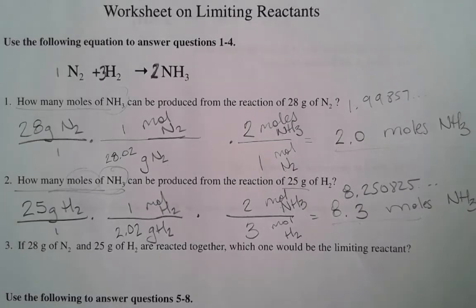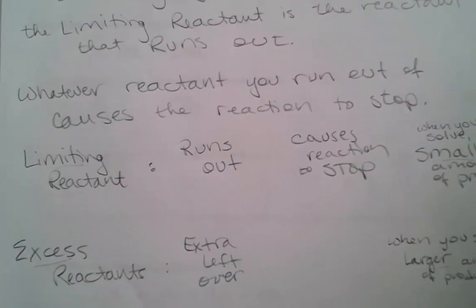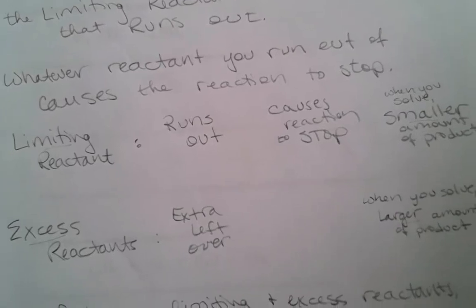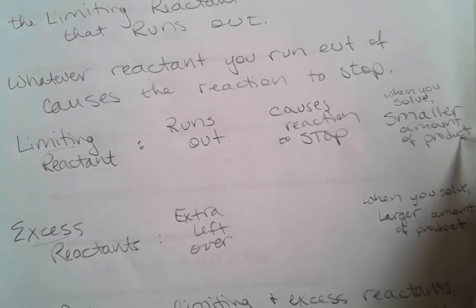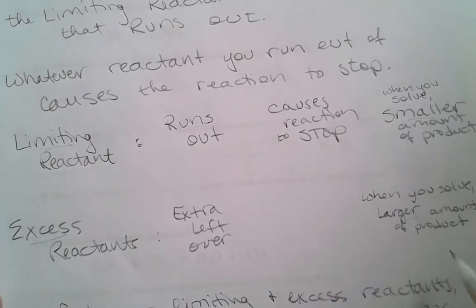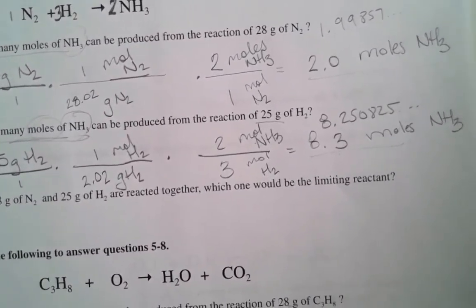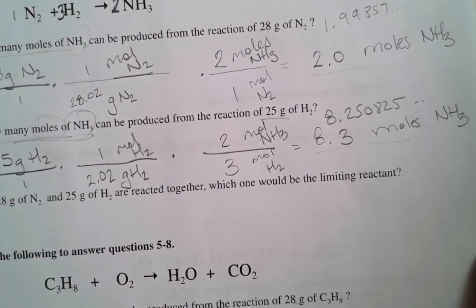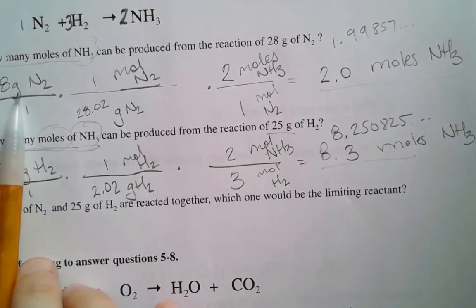So your limiting reactant runs out first, causes the reaction to stop. When you calculate it, it calculates to the smaller amount of product, whereas your excess reactant, there's extra left over. When you solve it out, that solves for the larger amount of product. Just did a whole bunch of math, compared the same product, same unit, same product. The smaller amount of product shows you the limiting reactant.